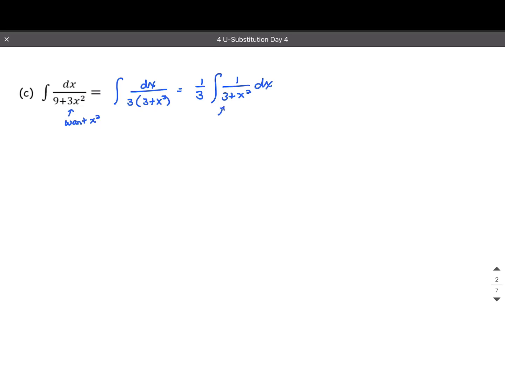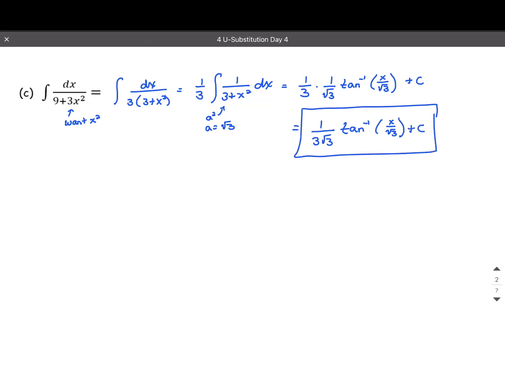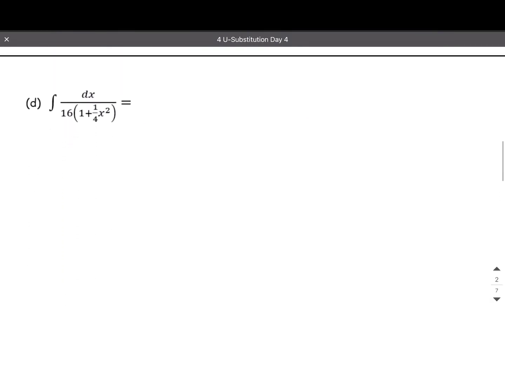So now, if that 3 is our a squared, a is radical 3. So we keep our constant 1/3. This is in the form for tan inverse, so it's tan inverse of x over the a is radical 3. Don't forget to multiply by 1 over the a, so 1 over rad 3, and plus c. So I could simplify that to 1 over 3 rad 3 tan inverse of x over radical 3 plus c. Ta-da! There you go.